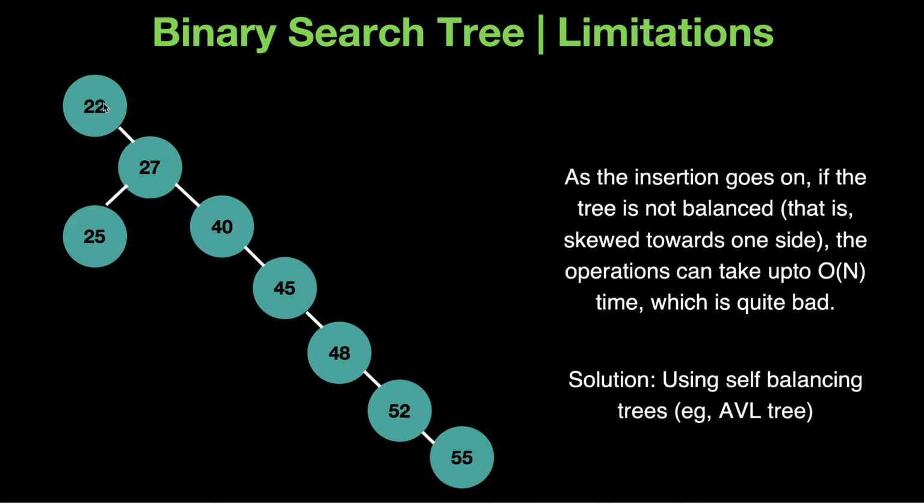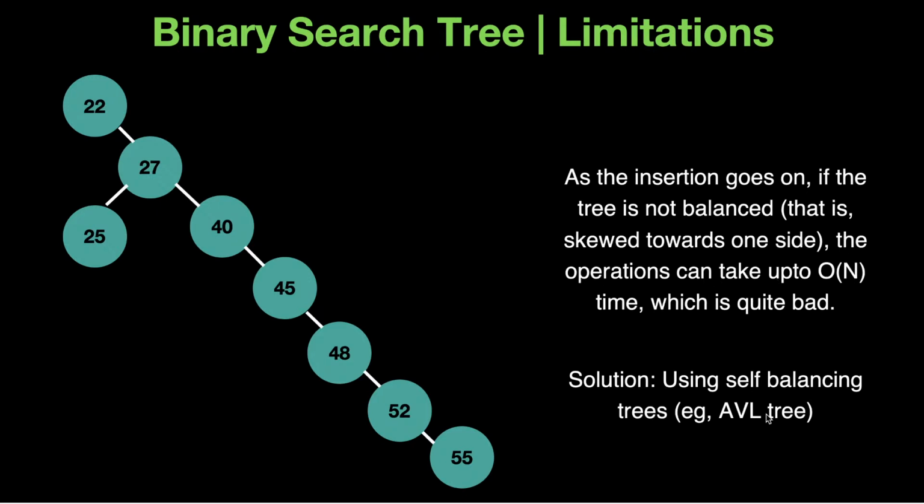But if our binary search tree grows like this, skewed in one of the directions, either on the left side or the right side, then it poses a problem for us. Suppose you want to find 55, you have to go through each of these nodes, right? If you have 1 million nodes stacked up like this, then you have to go 1 million times to find that node. So in that case it can take up to O(n) time, and that is quite bad. We do not want that.